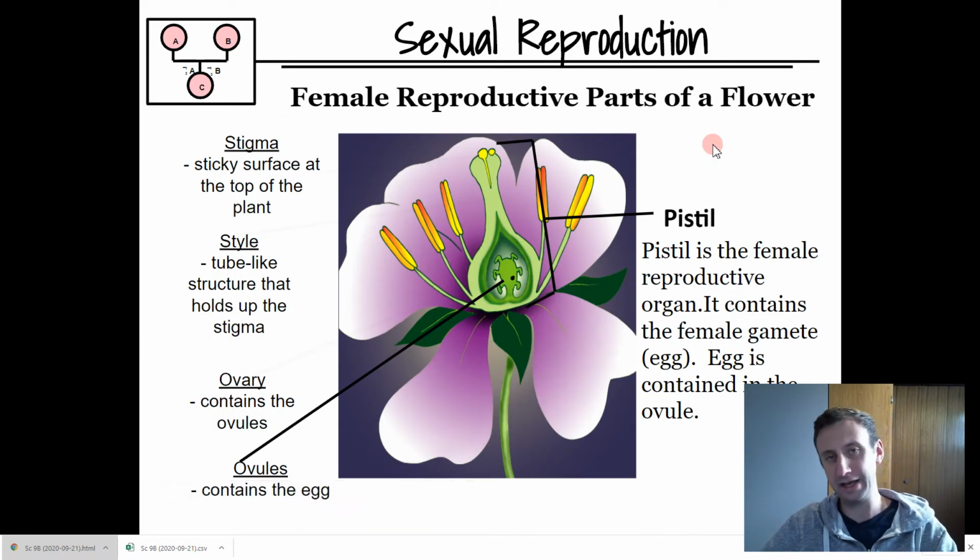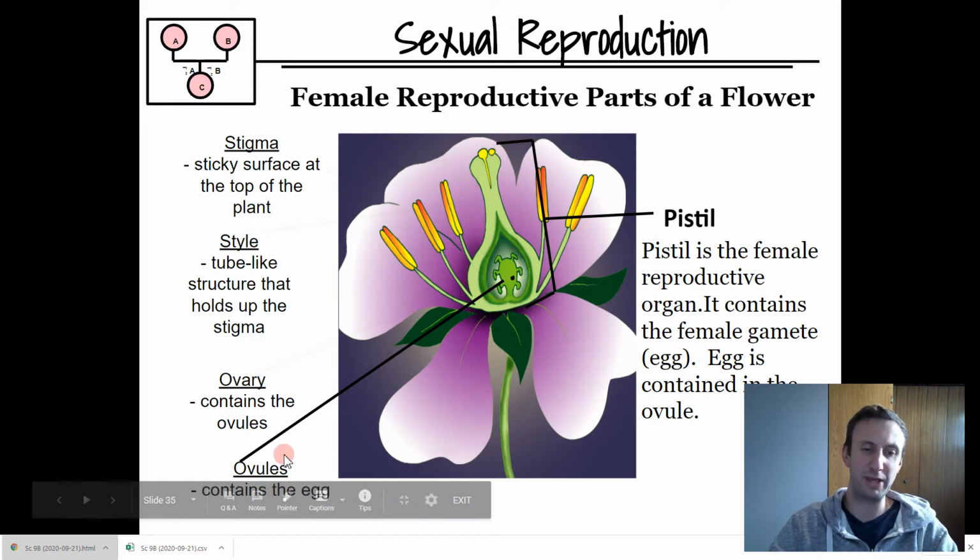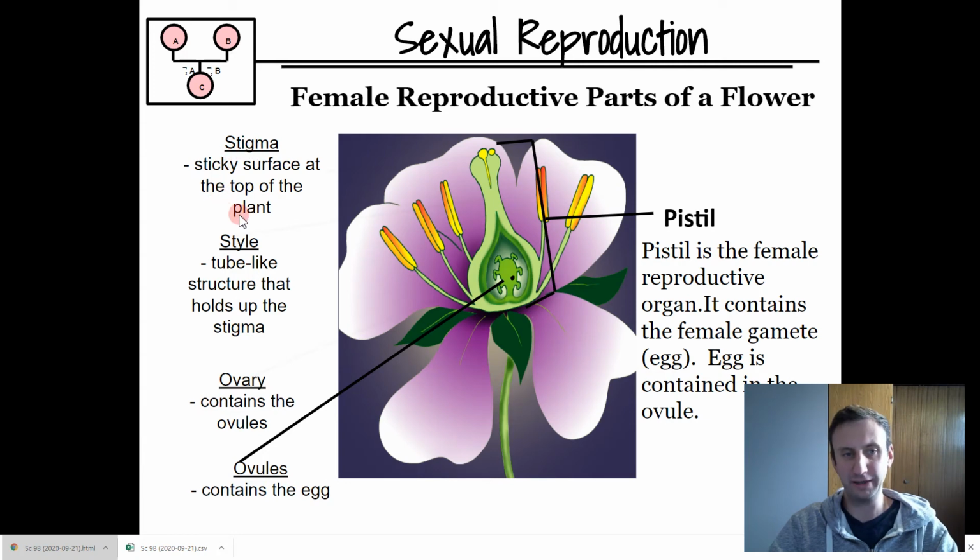We don't have to know a ton about plants, but we're going to very briefly cover stuff that you learned back in grade 7. Okay, so when we take a look, the pistil is the female reproductive organ. So that's this center part right here. Within the pistil, we have ovules that contain the eggs, as well as the ovary. This is the stigma right here, and then the style going down is the tube. But mainly what you need to know is pistil, okay, which is the female portion of the flower.